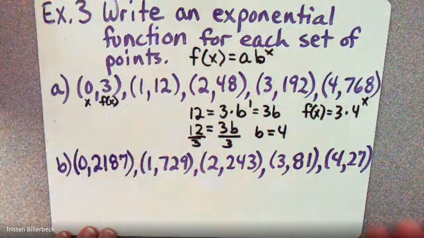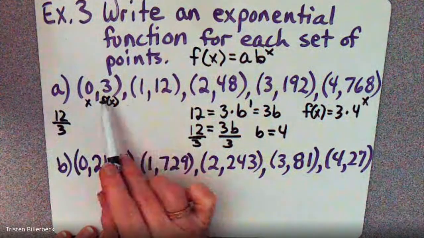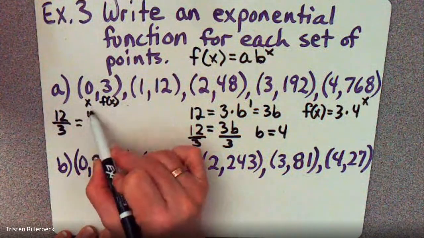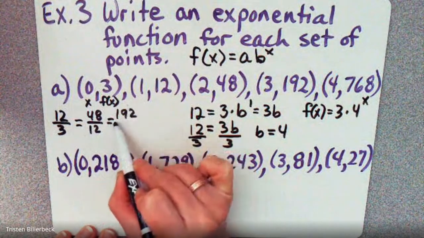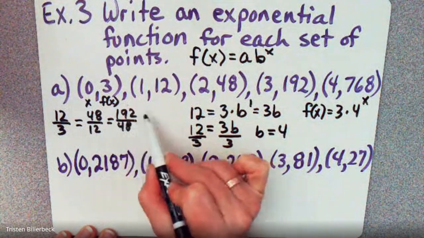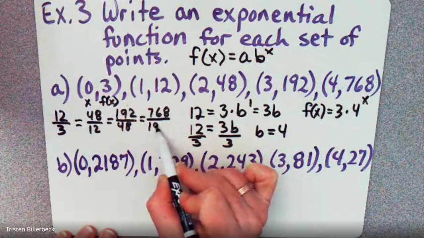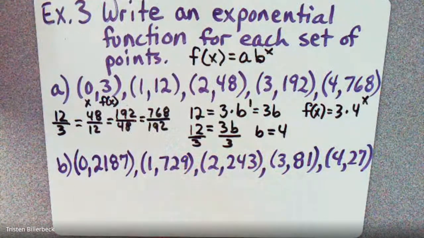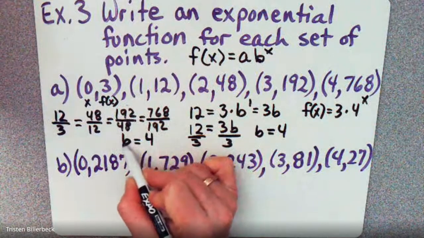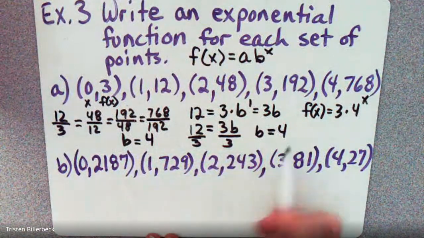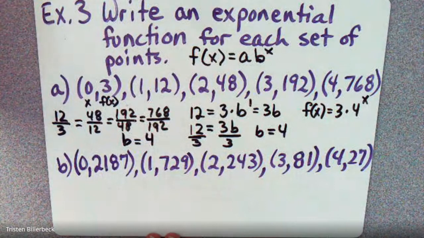Remember how you have to do the next term over the previous term? So I have 12 over 3 and 48 over 12 and 192 over 48 and 768 over 192. And what would that be? That equals 4. So 4 is b. So there's another way to find b besides how I just did it. Although I like how I do it, you could have found b this way.